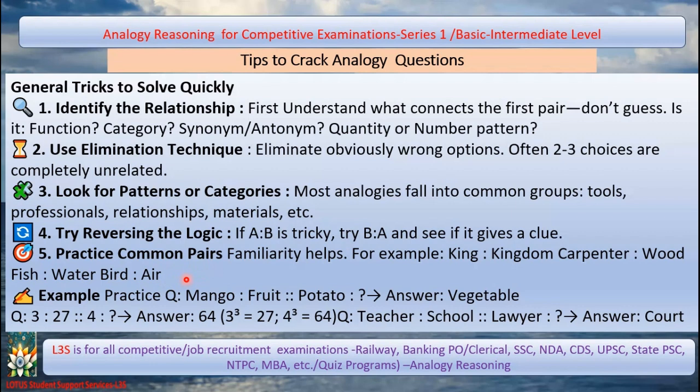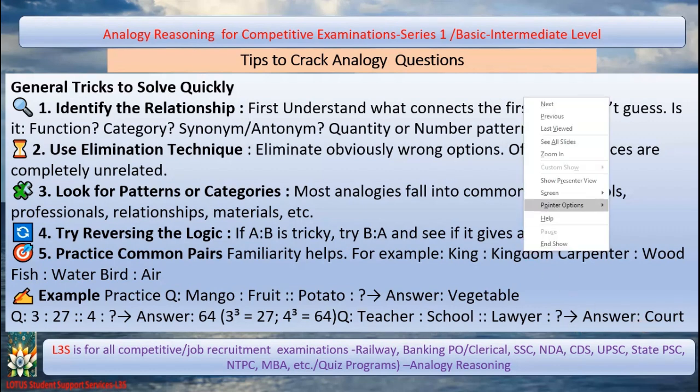Example: mango is to fruit, then potato will be what? Mango is a fruit, we know, and potato is a vegetable. So it will be vegetable. Now, 3 is to 27, 4 is to what? We know 3 cube is equal to 27, so 4 cube will be 64. Teacher is to school, lawyer is to court. A teacher works in school, a lawyer works in court. So it will be court. Just like that.